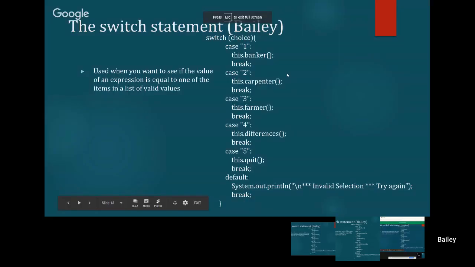For the switch statement, you use it when you want to see if the value of an expression is equal to one of the items in a list of valid values. So for this switch statement, we'd get the input from the user, whether it be 1, 2, 3, 4, or 5. And then the switch statement takes the value you get from the user and tests it against the list. And when it finds one that matches, it outputs the statement sequence associated with the match.